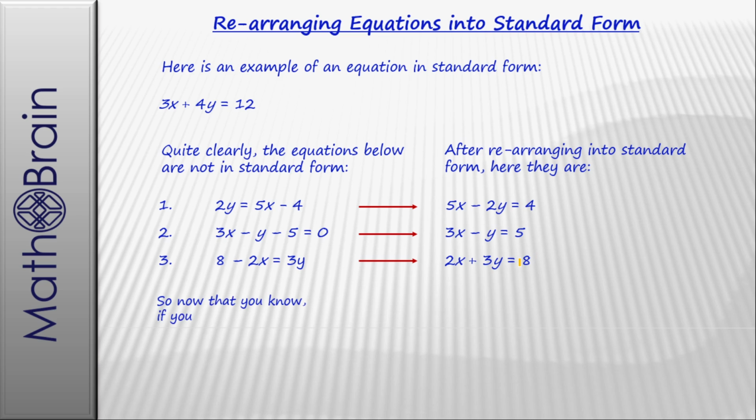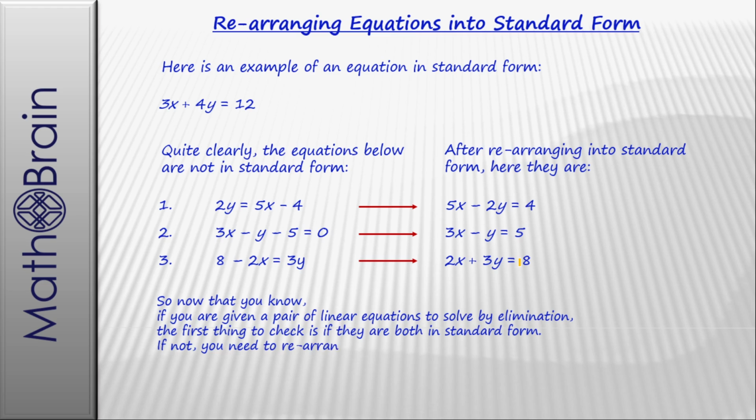So now that you know, if you are given a pair of linear equations to solve by elimination, the first thing to check is if they are both in standard form. If not, you need to rearrange them as shown above. Then you can go on to solve them as shown earlier.